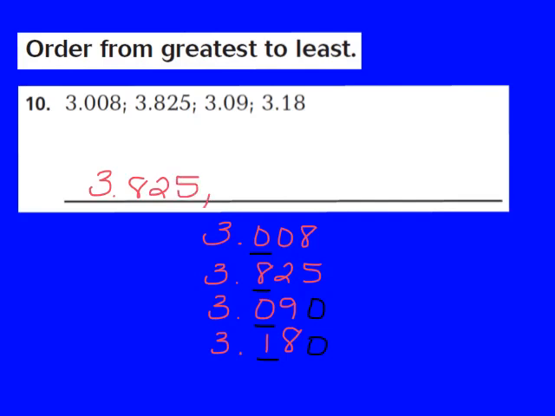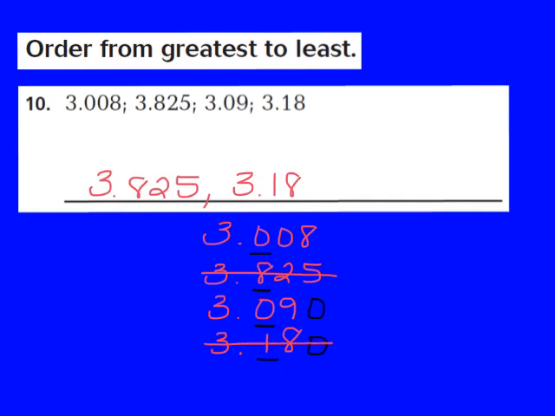Now I'm going to go ahead and cross that number off my list because I know that that is my greatest number. Now let's take a look again at those digits in the tenths place. I have my 0, and my 1. And what I know is 1 is greater than this 0, and it's greater than this 0. So I know what the second number in my list should be. So I'm going to go ahead and write this number down in my list. So I'm now going to write down 3 and 18 hundredths. And then I'm going to go ahead and cross this number off my list.